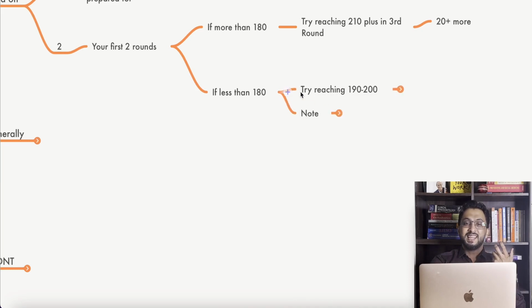Now if you have attempted less than 80 in your first two rounds, try reaching 90 to 100 marks, and then 20 plus more. That is again, 220 is the bare minimum.